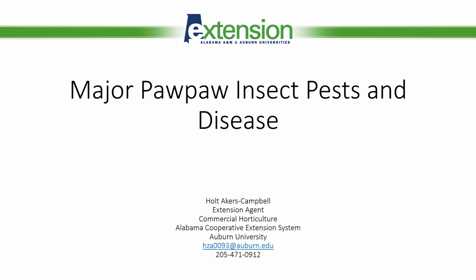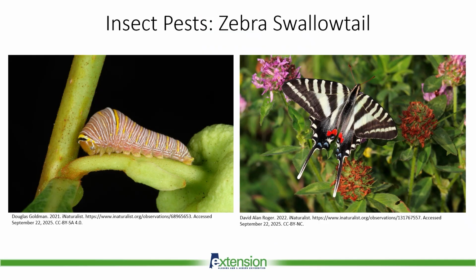This video will cover major pawpaw insect, pest, and disease. Pawpaw is the host plant to the zebra swallowtail butterfly, meaning the caterpillar of the zebra swallowtail only feeds on Asimina species. So in Alabama, common pawpaw or small flower pawpaw. Lots of people like seeing this butterfly and they plant pawpaw as a host plant.